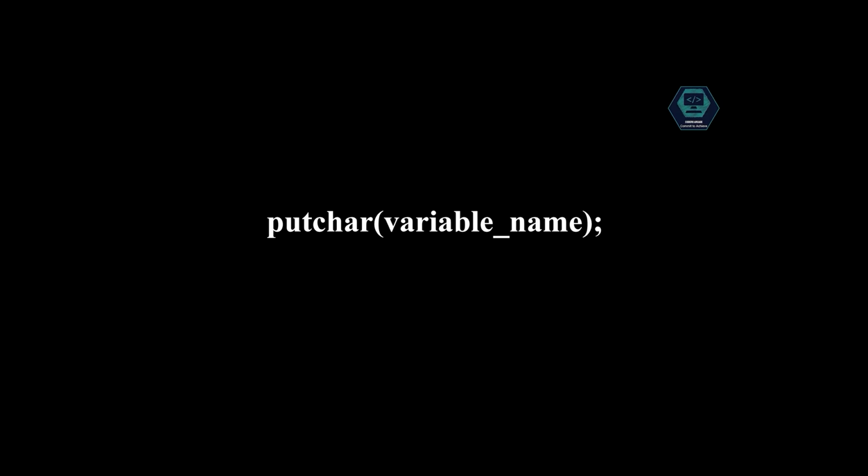For example, the statement answer equal to 'y' in quotes, then putchar(answer) will display the character y on the screen. And the statement putchar('\n') would cause the cursor on the screen to move to the beginning of the next line. So this is the use of the putchar function, with the help of which we can write a character. Now I will show you an example of using the putchar function.